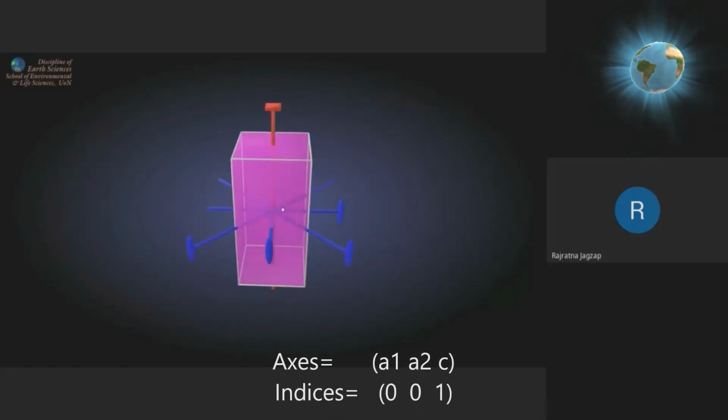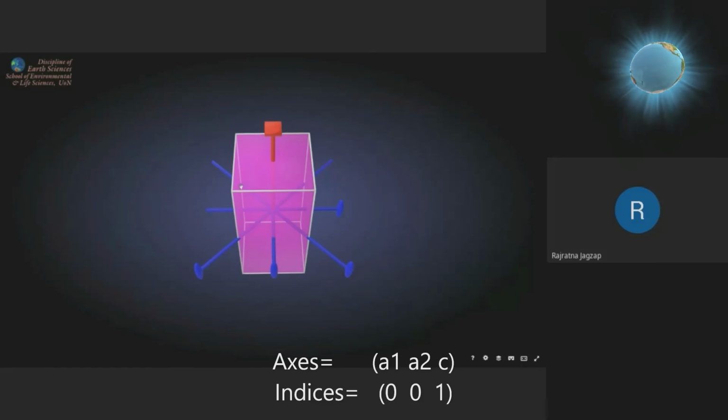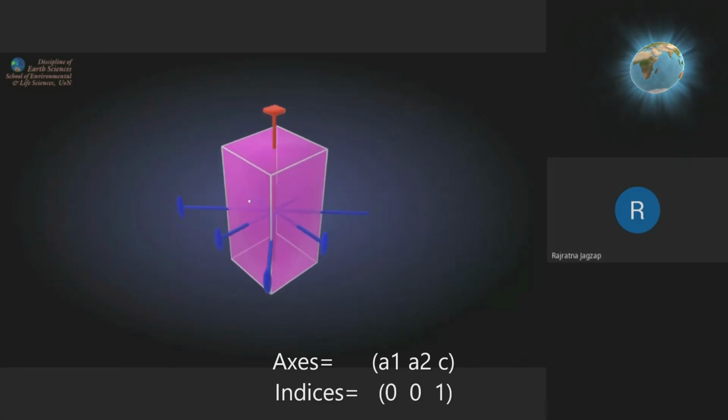What is the indices for the basal pinacoid? So check its relation with the axis. This face is parallel to A1 axis. Top face is parallel to A1 axis. Same face is parallel to A2 axis. That means it is not cutting the axis. It is running parallel. So call it as 0, 0, and third figure will be 1, because this face will be cutting or intersecting vertical axis.